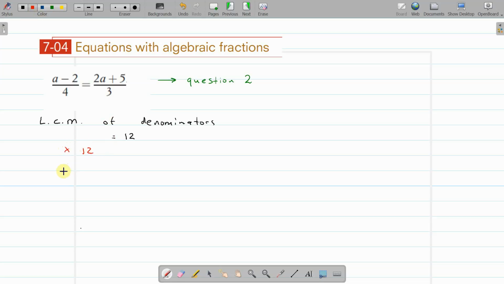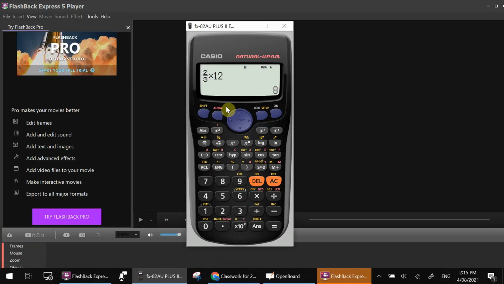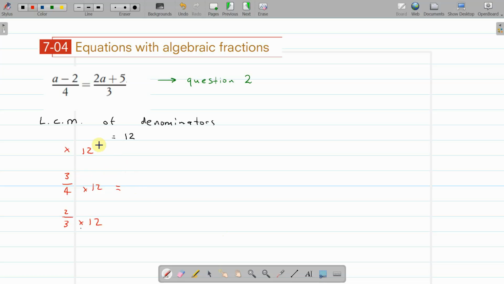I'm going to do that with just a regular fraction. So something over 4 times 12, and something over 3 times 12. What happens when we do that with regular fractions? So I'm just going to go to our calculator. 3/4 times 12 equals 9. Okay, just going to go back and write that. 3/4 times 12 equals 9.